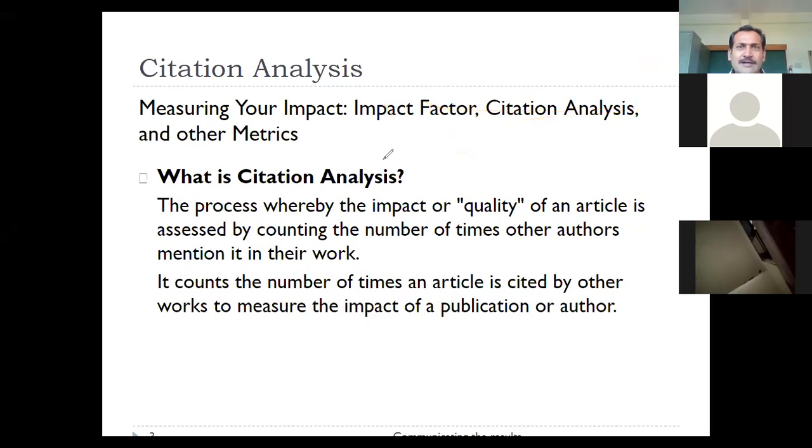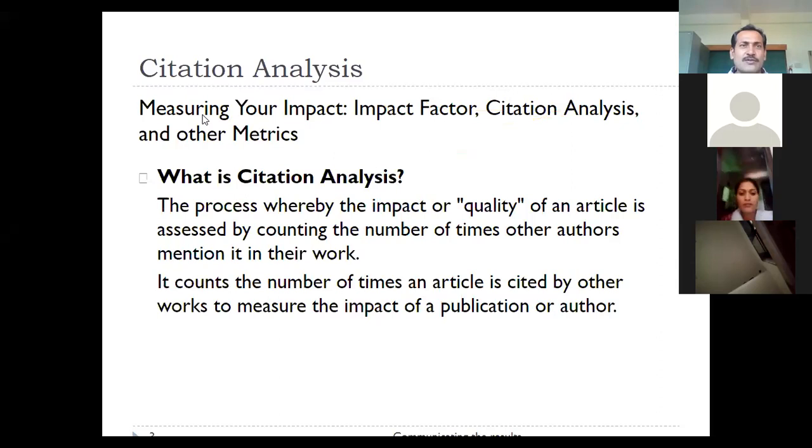Okay, thank you. So measuring the impact factor, we can measure the impact of all these things. Now, what is citation analysis? It is the process whereby the impact or quality of an article is assessed by counting the number of times authors mention it in their work, meaning the number of times other authors have mentioned your research article.